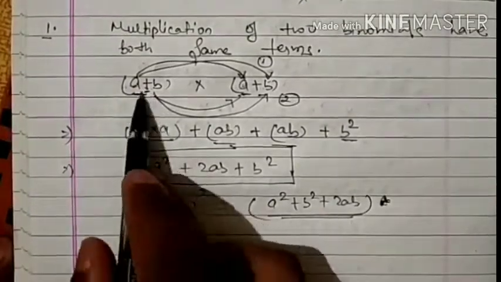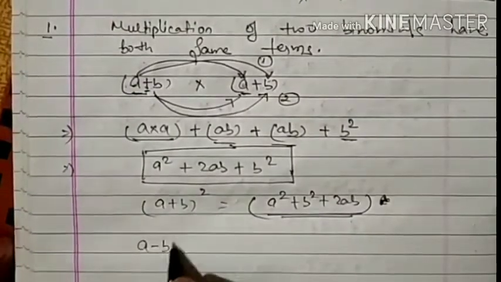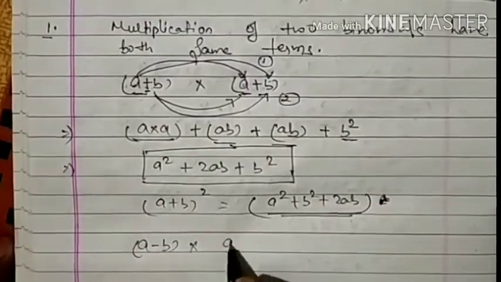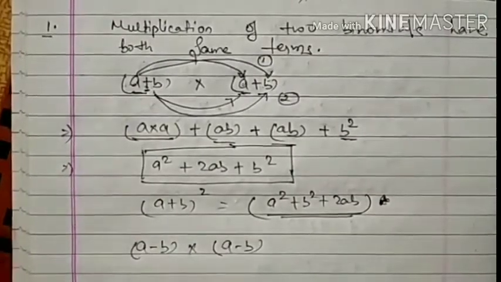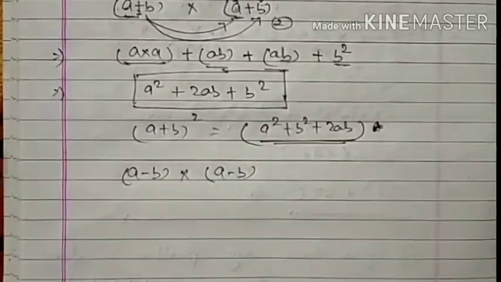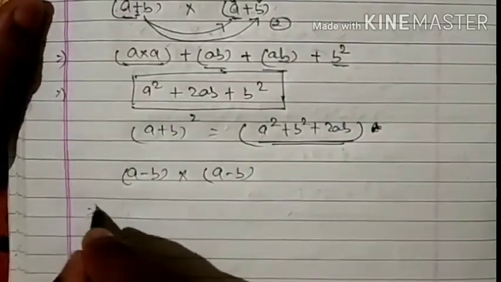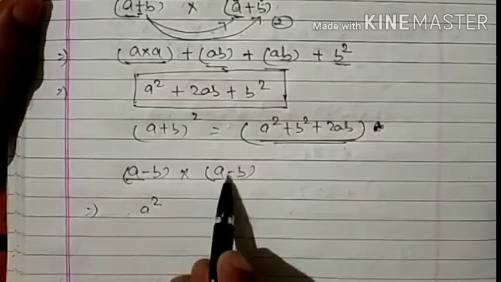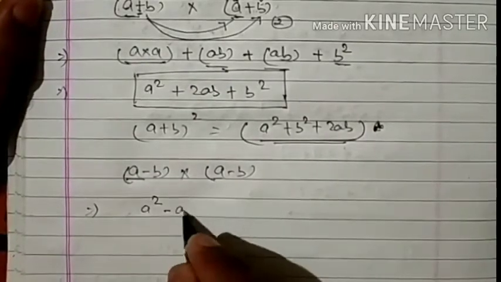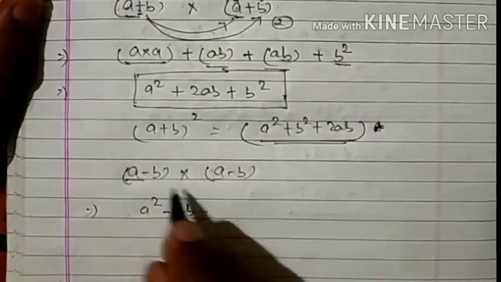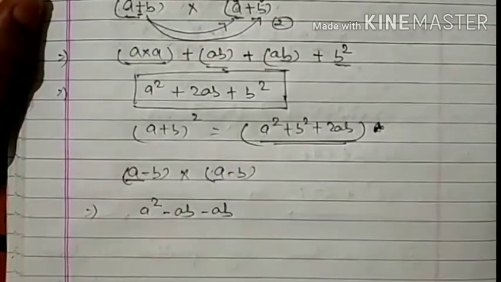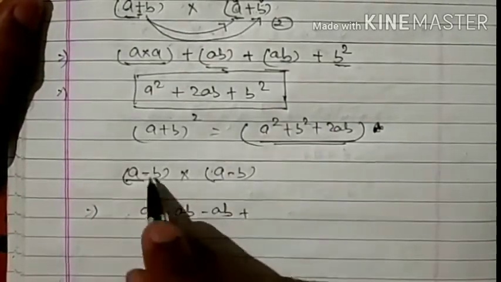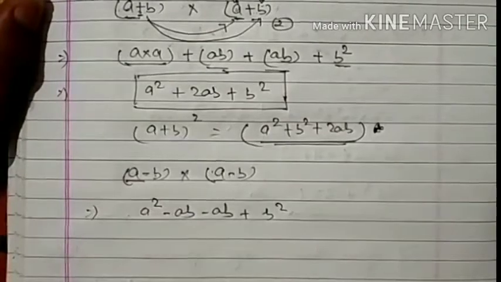What will happen if you multiply two terms which are both equal, but this time with a minus sign among them? So a minus b multiplied by a minus b, again what we will do, we will simply multiply a with a. What do we get? A square, plus minus a into b, ab, minus plus minus b into a, ba, or we can simply write ab, minus plus b into b, b square.